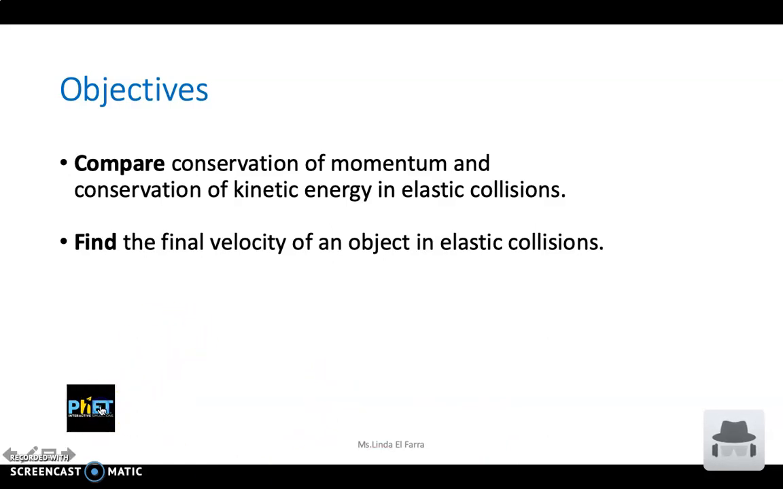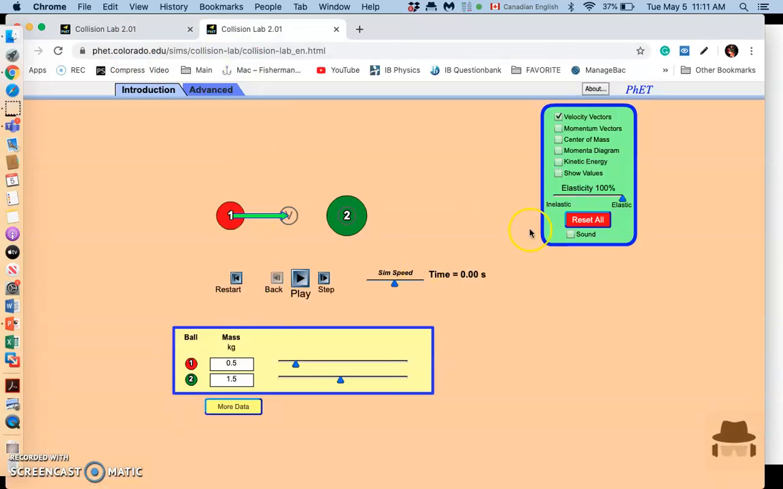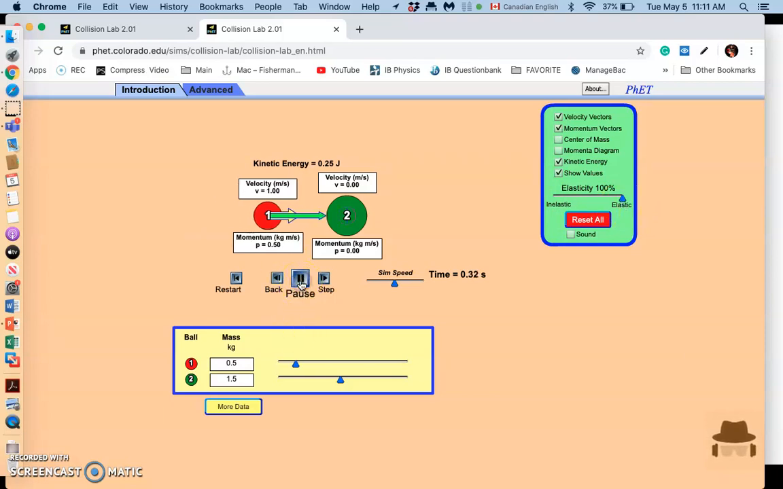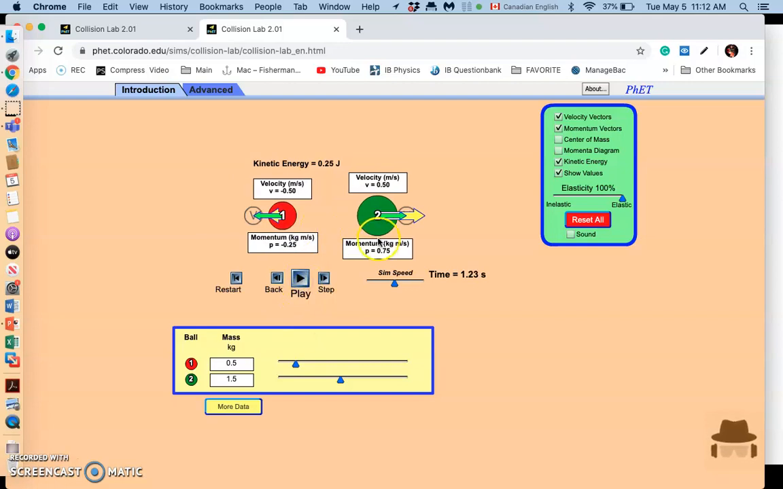Now, before we start, let's refresh our memory a little bit about elastic and inelastic collision. Here you see this bar, the elasticity 100. It means the collision is completely elastic. What do I mean by completely elastic? If I hit the play button, the two objects will not combine, will not become one object. They hit each other and each one of them moves separately, either in the same direction or in a different direction.